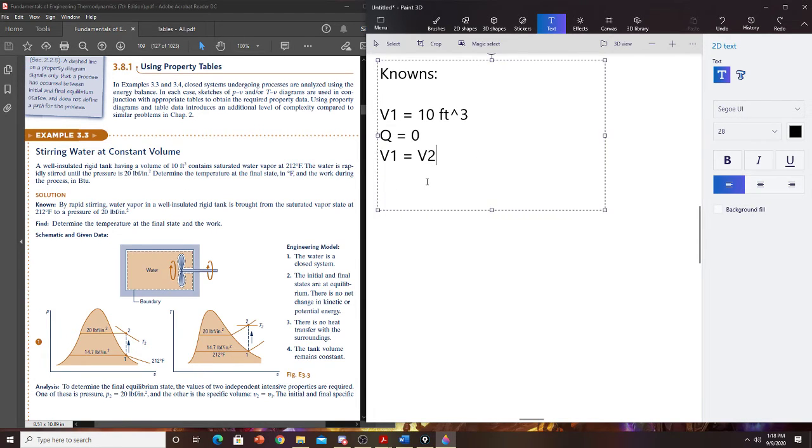And it also said, this is the most important one, I think, that it contains saturated water vapor at 212 Fahrenheit. So what did they just tell us there? What is saturated water vapor?